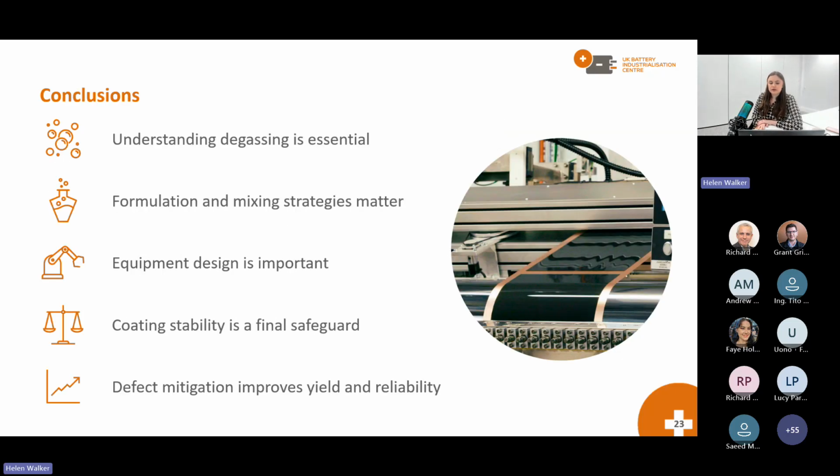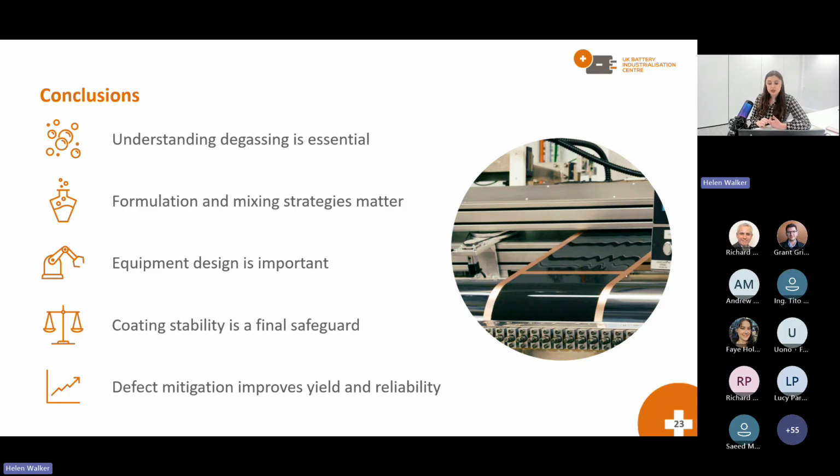So I guess really we just want to conclude that understanding degassing is really, really important. Understanding what levers you can pull, or are willing to pull, to ensure that you are efficiently able to get those bubbles out of your slurry is really, really important. And it might be that you are actually willing to modify your formulation to do so.